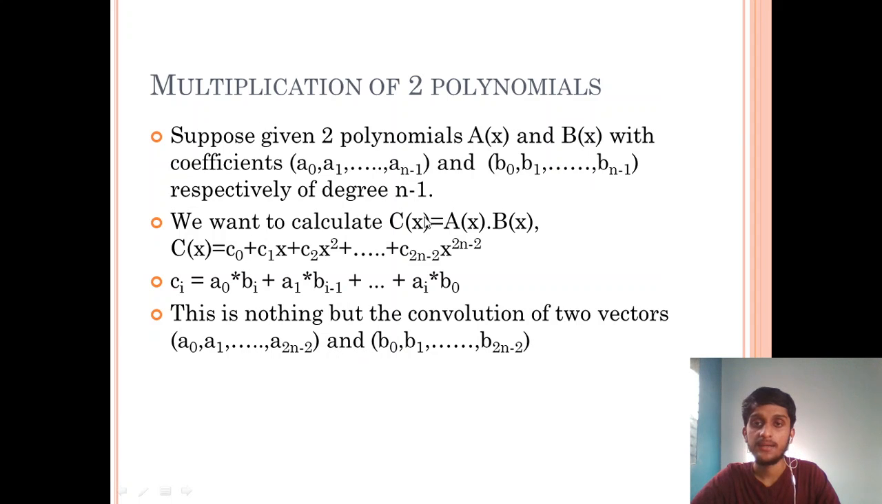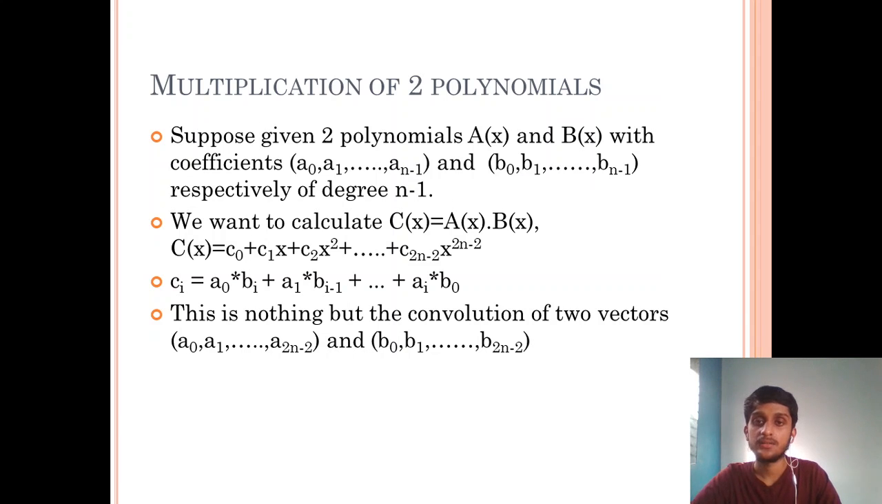And the complexity required for the multiplication of two polynomials A and B is order n square, because each coefficient is to be multiplied by n coefficients here, and there are n such coefficients, so order n square multiplications.